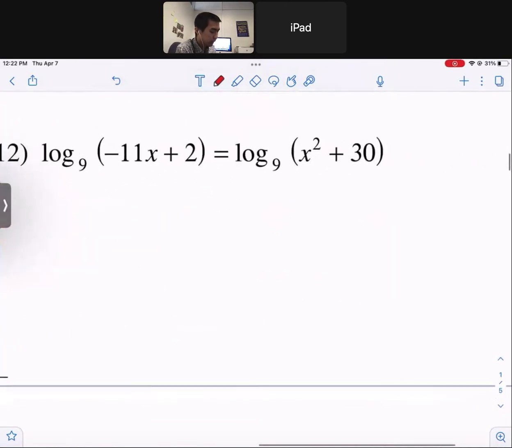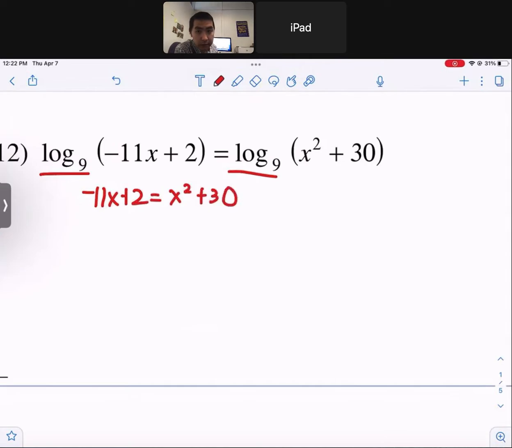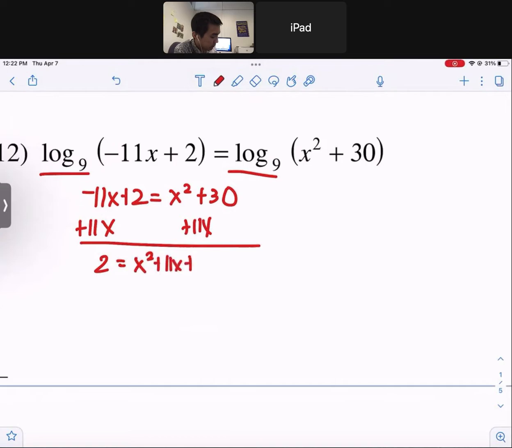Number 12, again, a log base 9 is equal to log base 9. So we set the parentheses equal to each other. And now let's set this equation equal to 0 because we have a quadratic. So because x squared is already positive over there, you guys, I'm just going to move everything to the right hand side. So I'm going to move 11x over. And I'm going to subtract 2 from both sides. 0 equals x squared plus 11x plus 28.